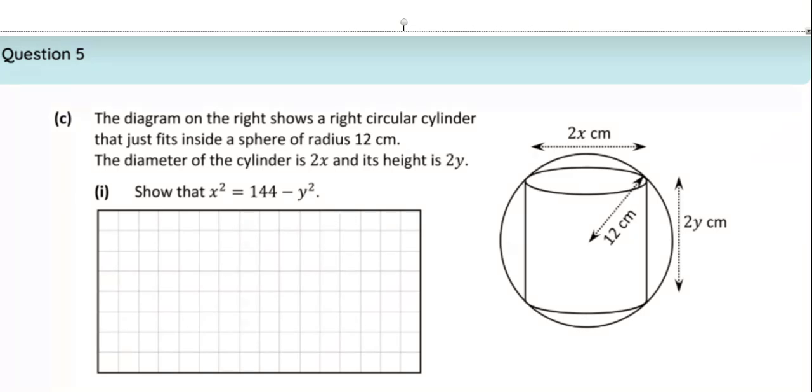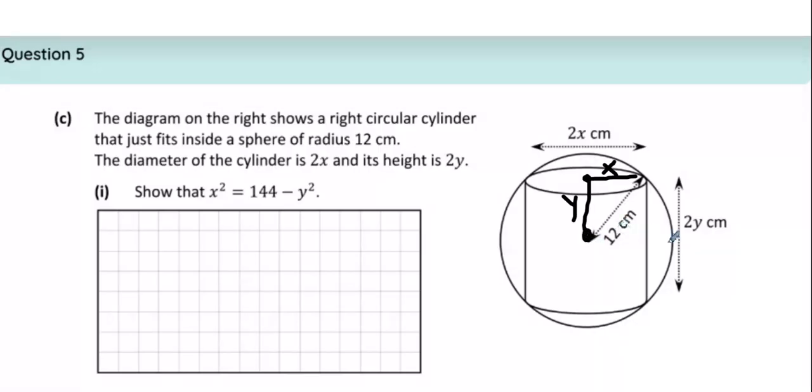The diagram on the right shows a right circular cylinder that just fits inside a sphere of radius 12. The diagram shows the cylinder is 2x in width and its height is 2y. So I think its half-width is obviously x and its half-height would be y, because you can halve it to the middle: half of 2y, half of 2x.